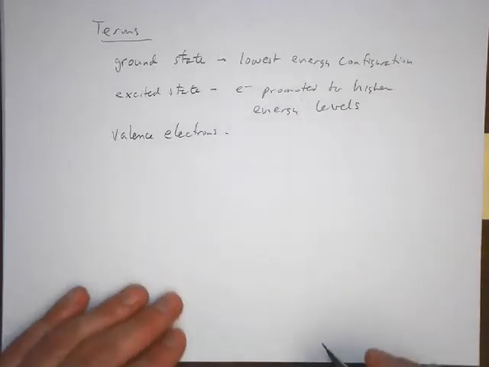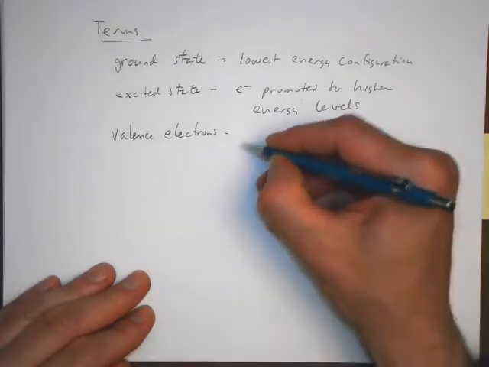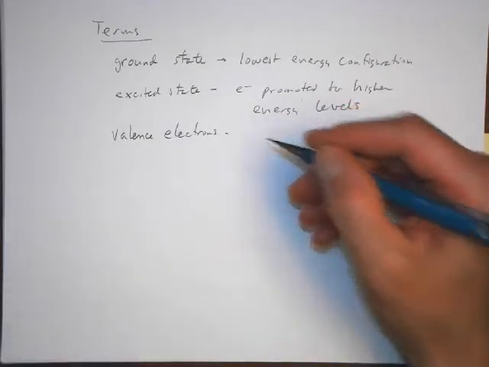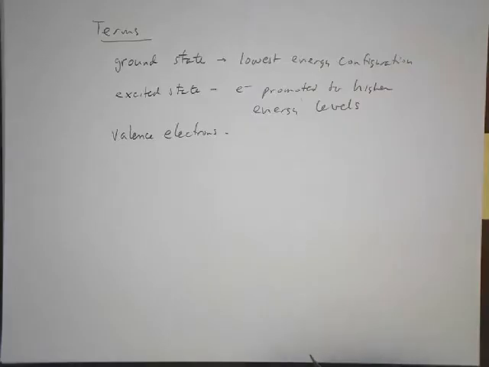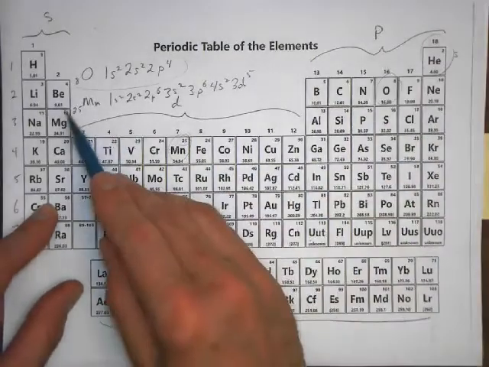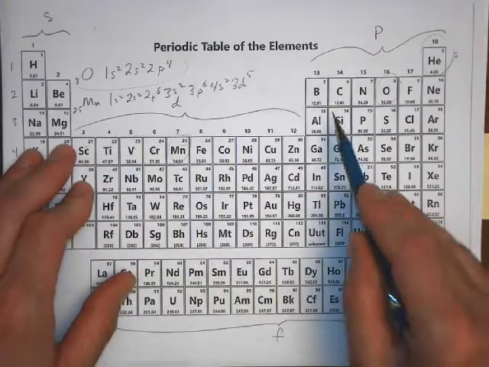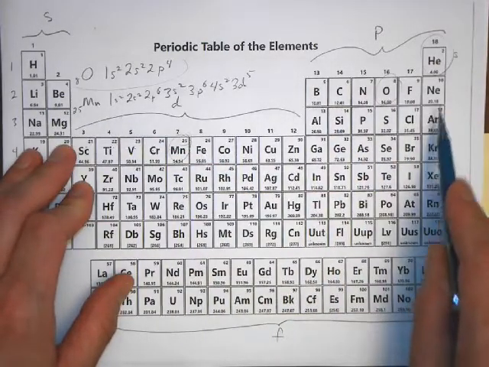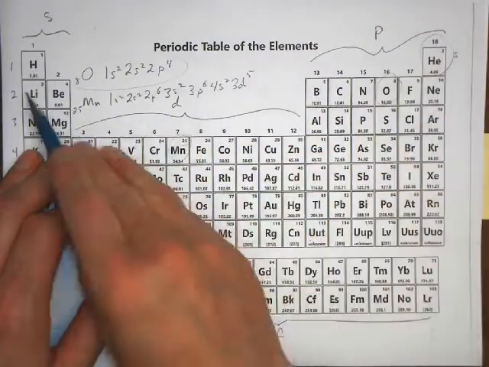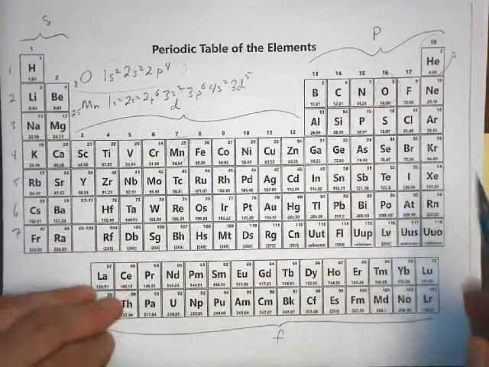Finally, valence electrons are electrons outside the noble gas or pseudo-noble gas core. A better way to put it, and what I mean by the noble gas core, is the following. You'll notice that, for example, neon and argon have all of their s and p orbitals filled up. Helium has the s orbital filled up. All of the s and p orbitals are filled up with electrons. That's called a noble gas core.